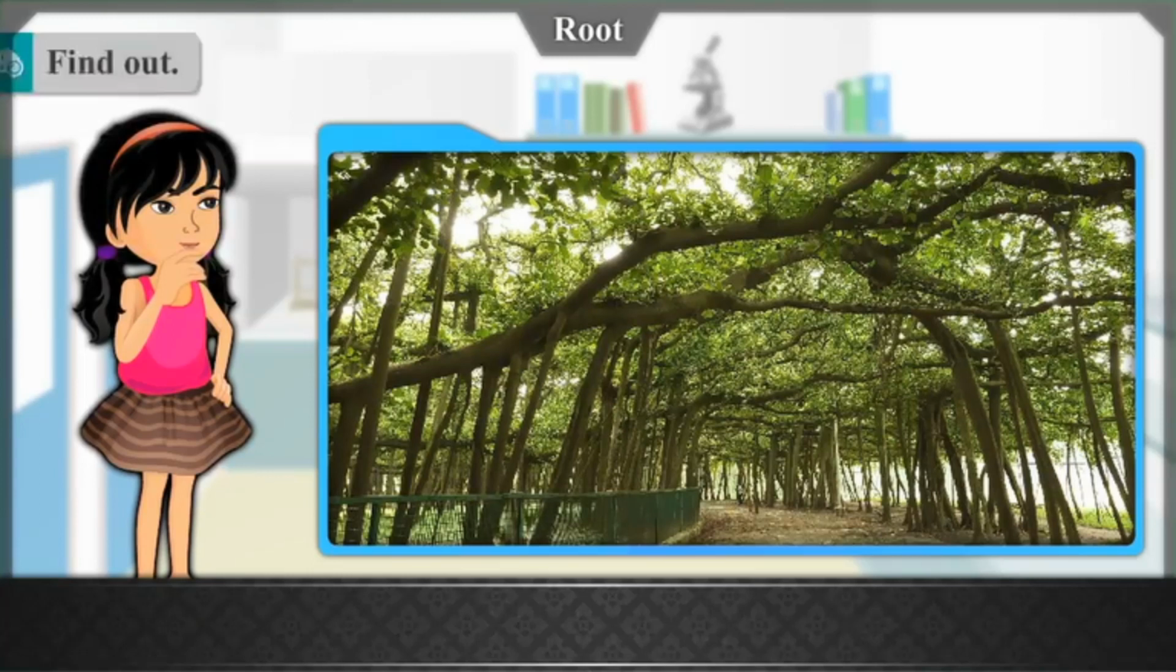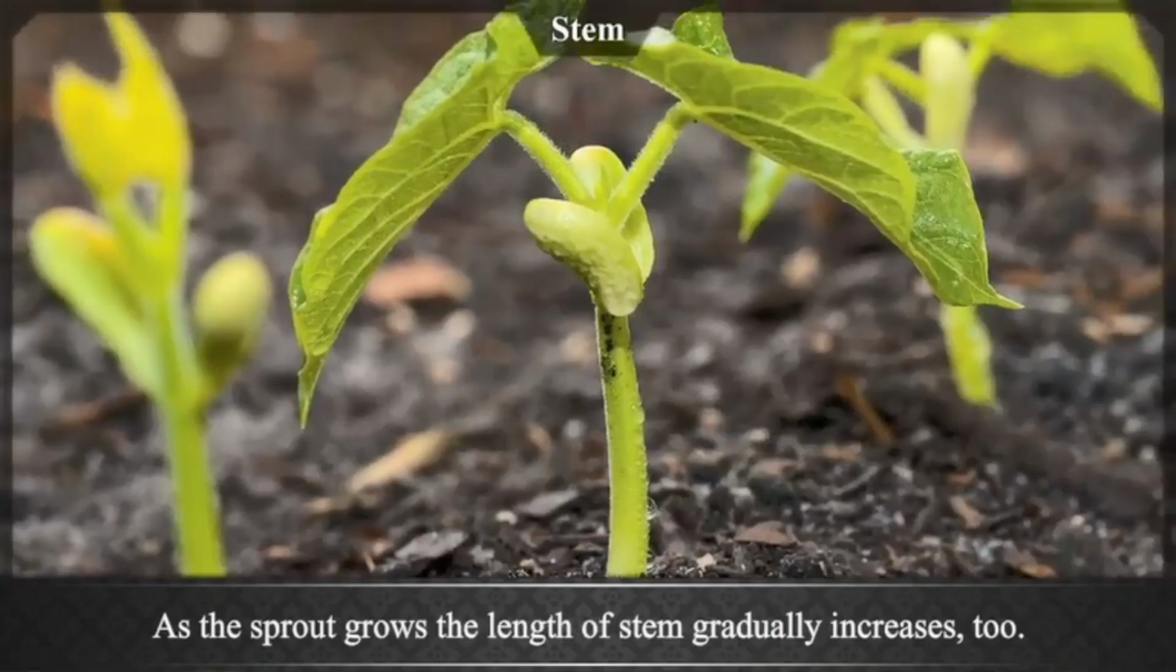Stem. As the plant grows, the length of the stem gradually increases too. There are nodes on the stem. Leaves come out at the nodes. The part of the stem between two nodes is called an internode. The tip or the apical end of the stem is called a bud.